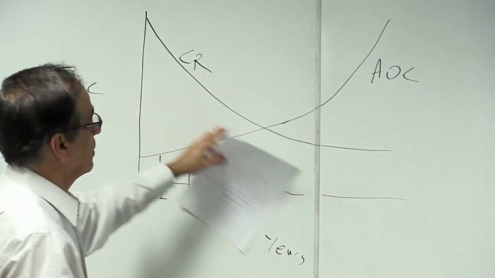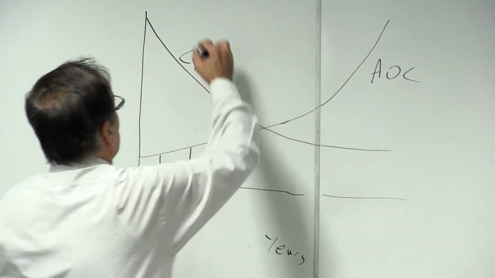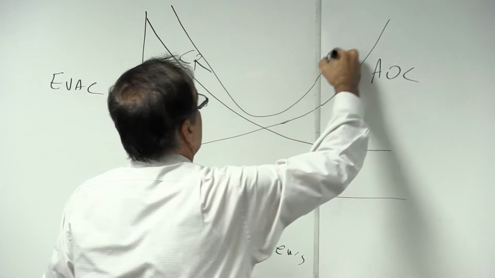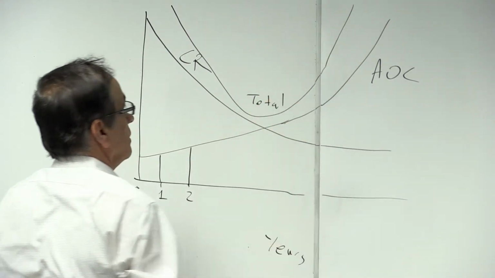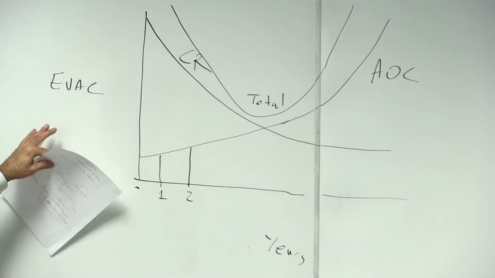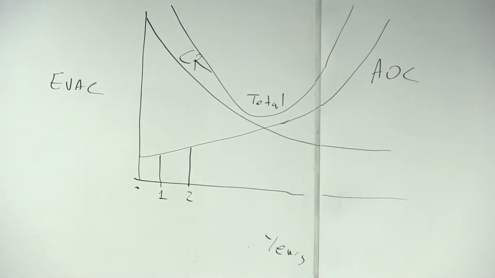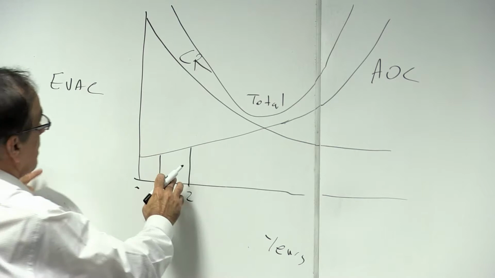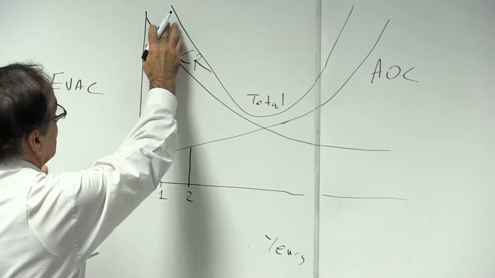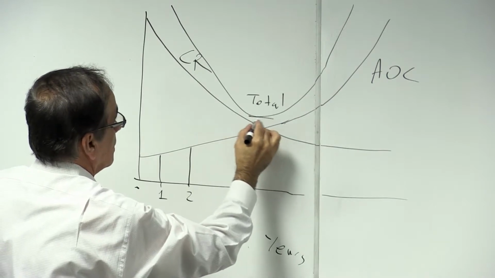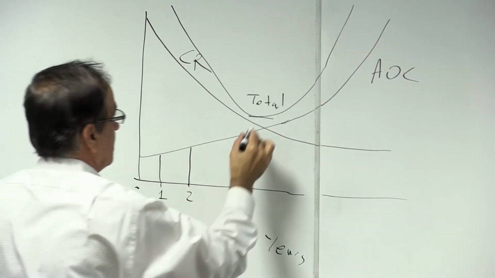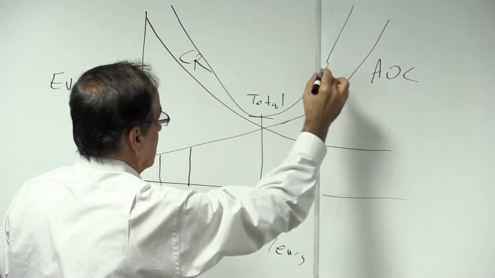This is capital recovery. If I combine these two curves, we're going to get the total. So that's the total cost annually for keeping that equipment. Obviously, when you keep it for 1 year, it's going to be very high. Second year, you're going to get lower and lower. And then when you get to this point, you're going to get the minimum cost here. And then after that, it's going to increase here.